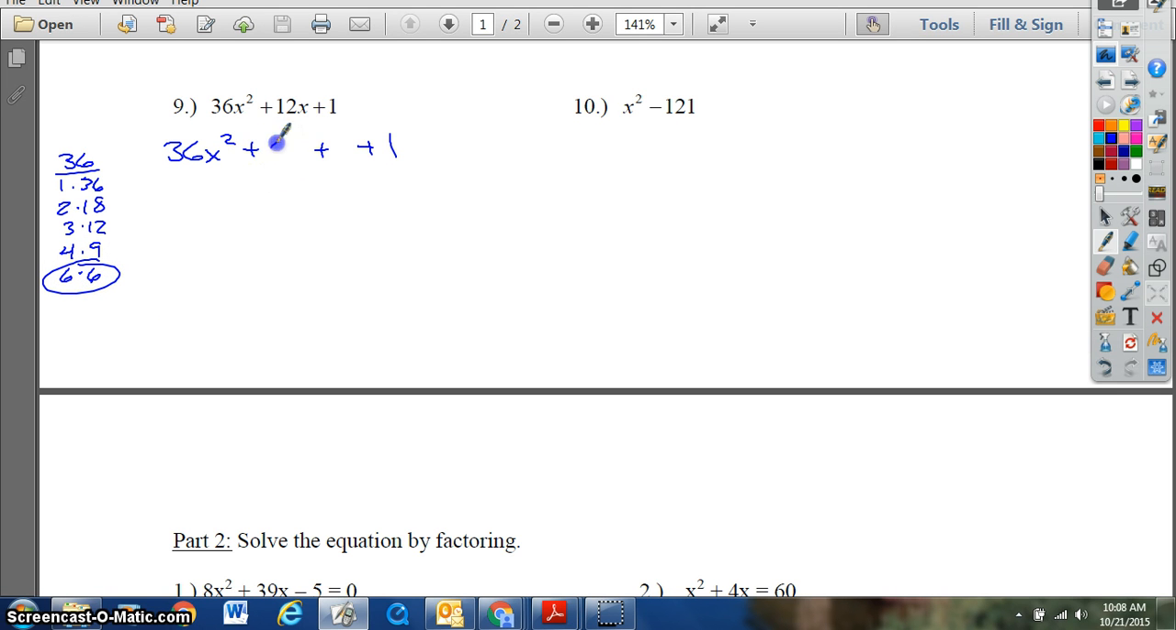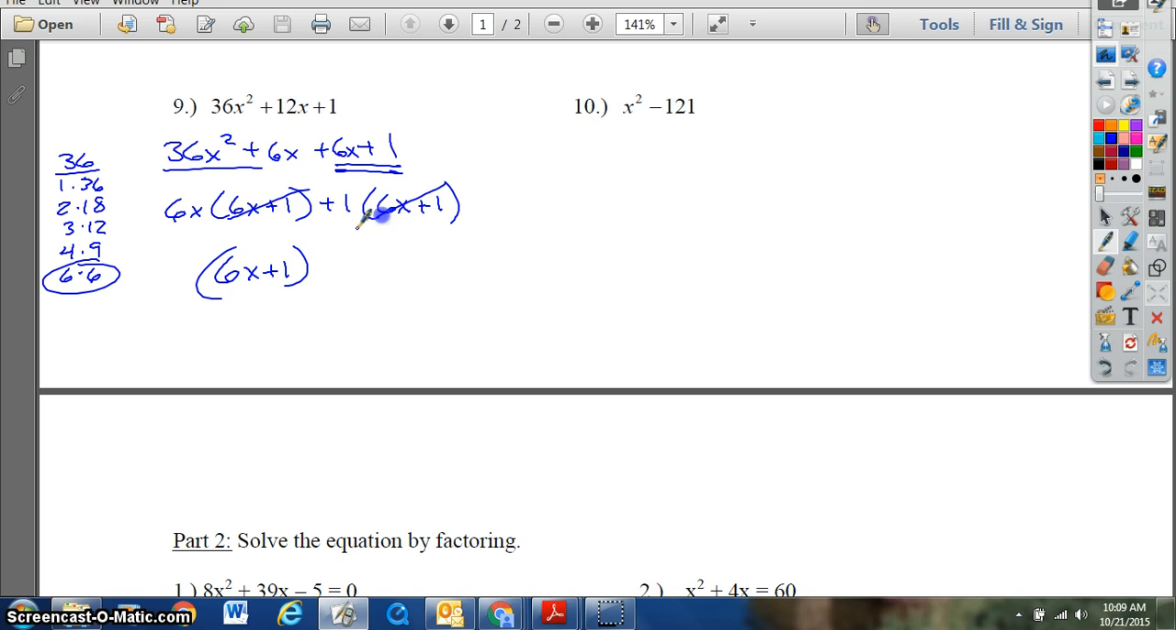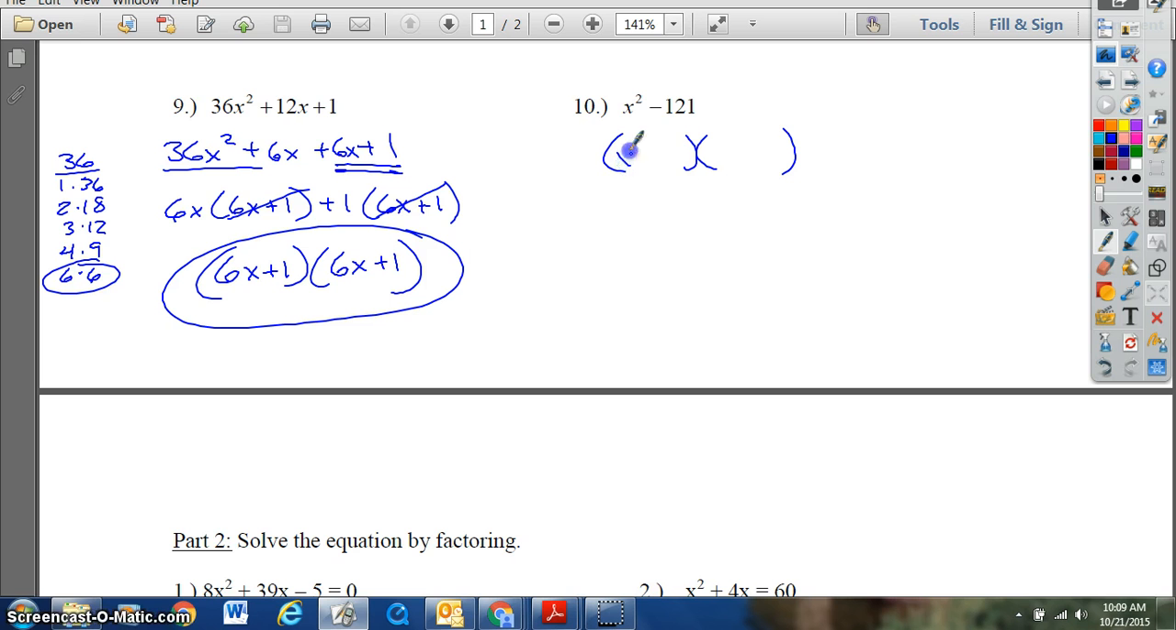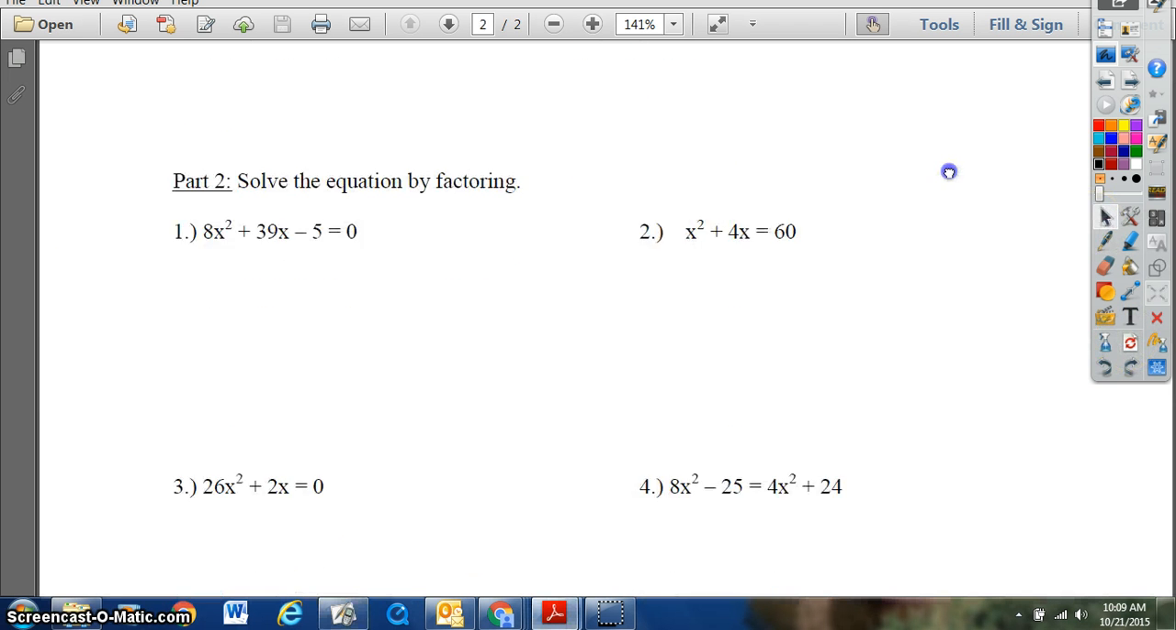These two add up to 12, so 6x and 6x. GCF here is 6x, that will leave you with 6x plus 1. GCF of these two is positive 1, leaves you with 6x plus 1. So, 6x plus 1 is what they have in common, leaves you with 6x plus 1. And last but not least, perfect square, minus sign, difference of squares. So x plus 11, x minus 1.